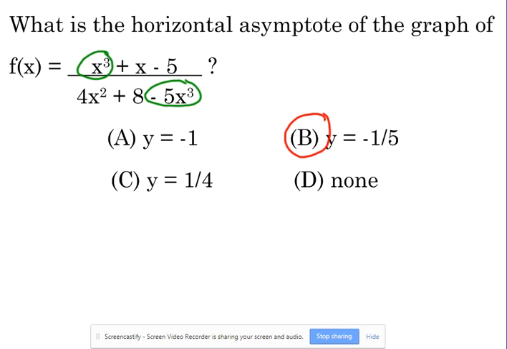Or you may have said, if it wasn't C, that it didn't have one because the degree in the numerator was greater than the degree in the denominator, but you forgot to look at the entire denominator. Okay, so be careful with stuff like that.